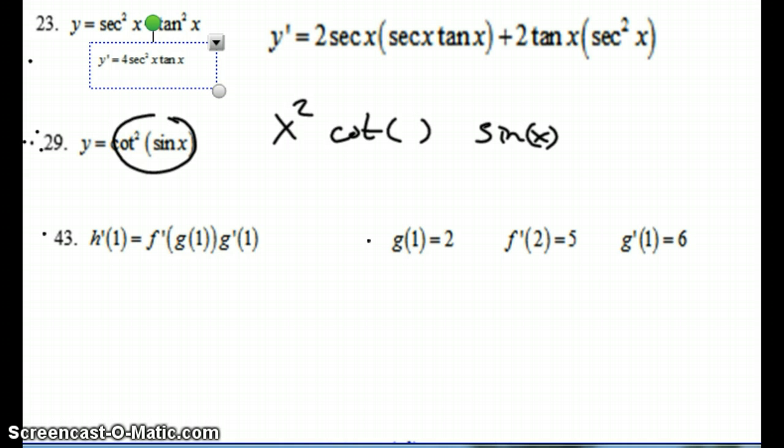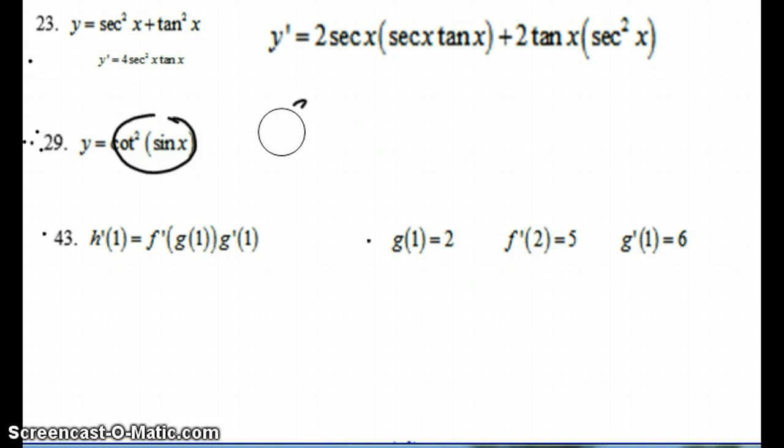This is not product rule. We don't add the pieces together, but we will have to multiply derivatives of each piece. Press pause.